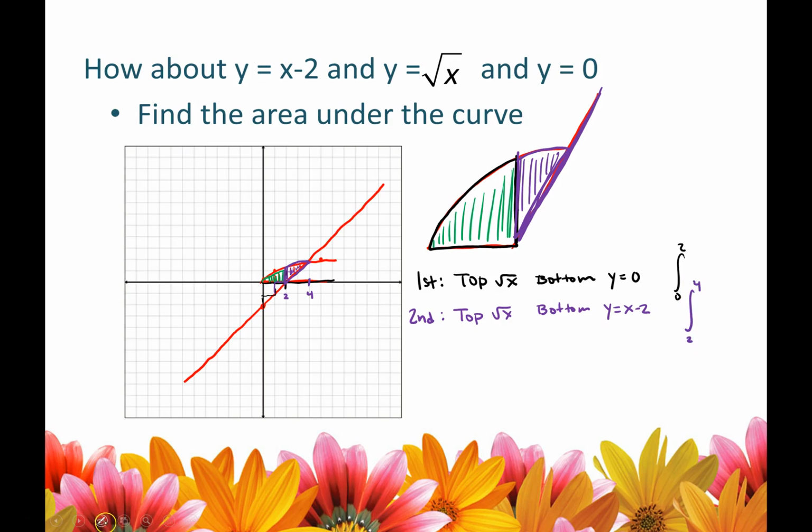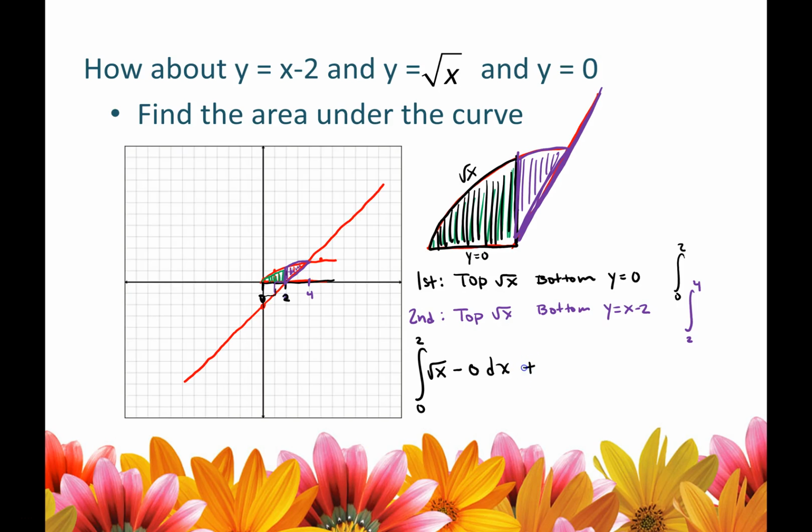So to set up this answer, we have to have 2 integrals. We're going to have our top curve minus our bottom, from 0 to 2. So our top is square root of x minus 0. I just did this right here, folks. Top curve being square root of x, bottom curve being y equals 0, and that is from 0 to 2.